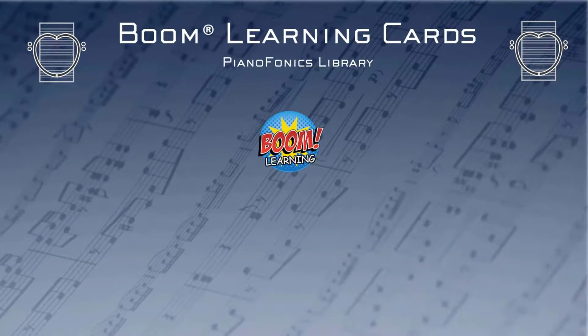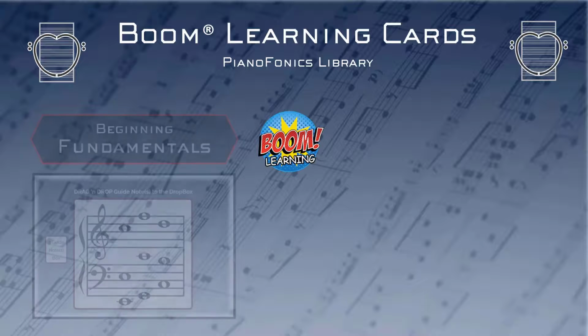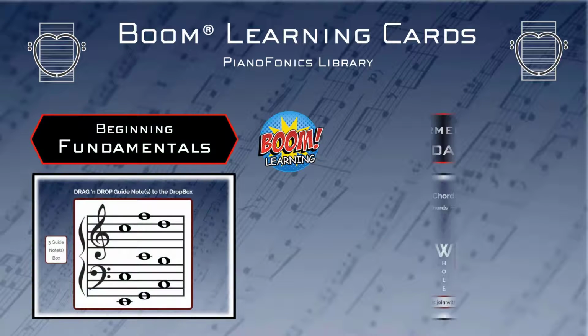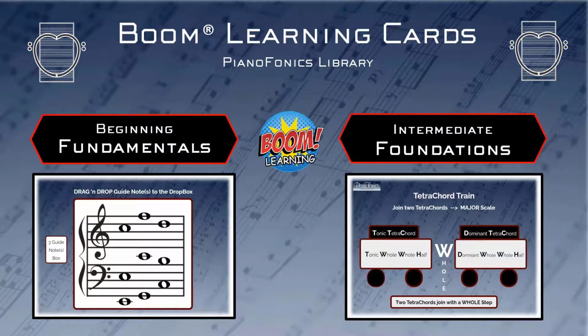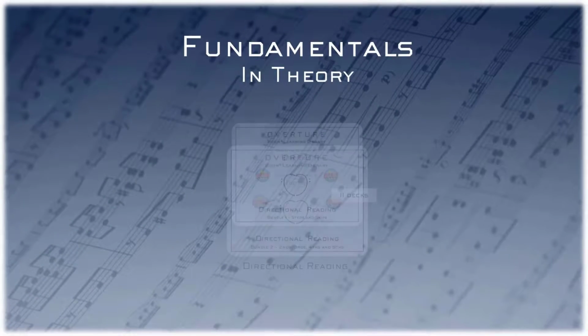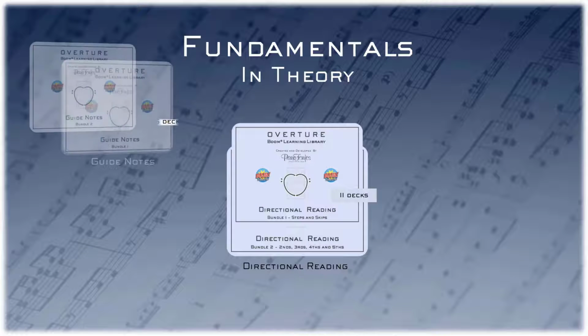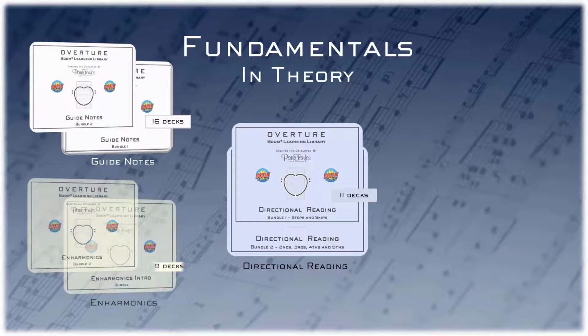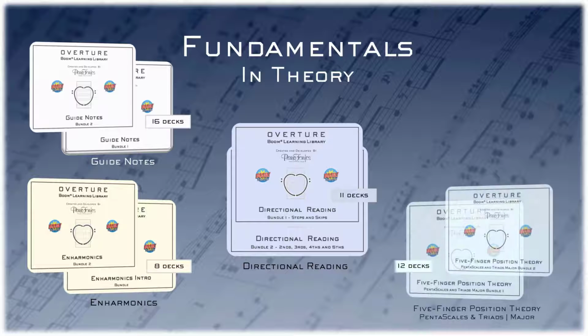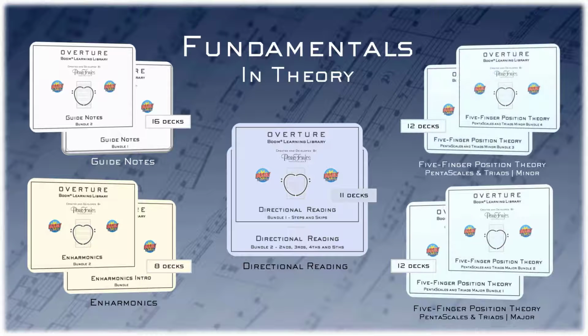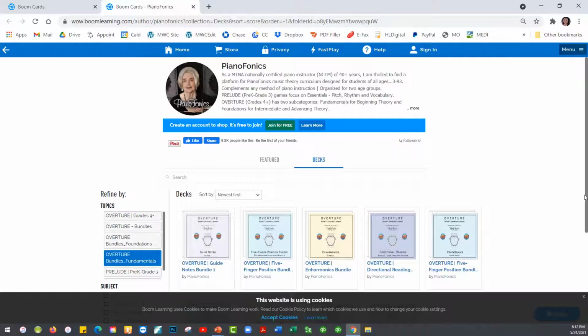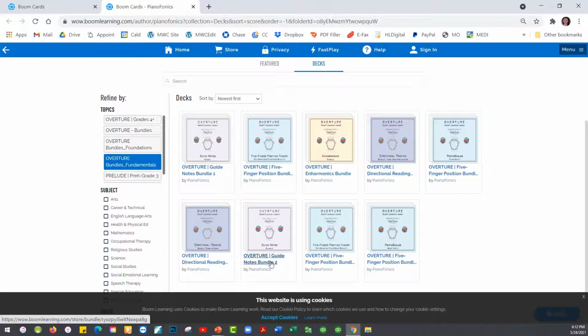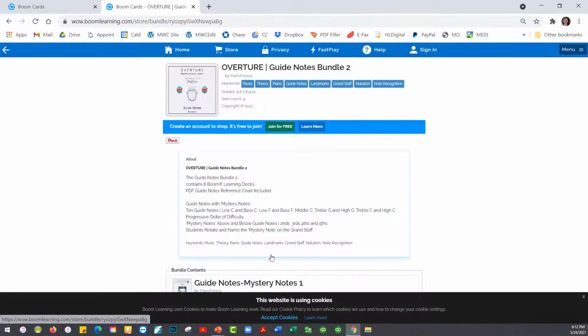Let's quickly overview the Boom decks for older students with beginning fundamentals and intermediate foundations. We're going to check out fundamentals for our beginning theory students. We find 6 categories of theory topics, including directional reading, guide notes, enharmonics, and five-finger position theory with pentascales and triads, major and minor bundles. Let's take a look at the overture bundles display in the Pianophonics store library. We're going to check out guide notes bundle 2.